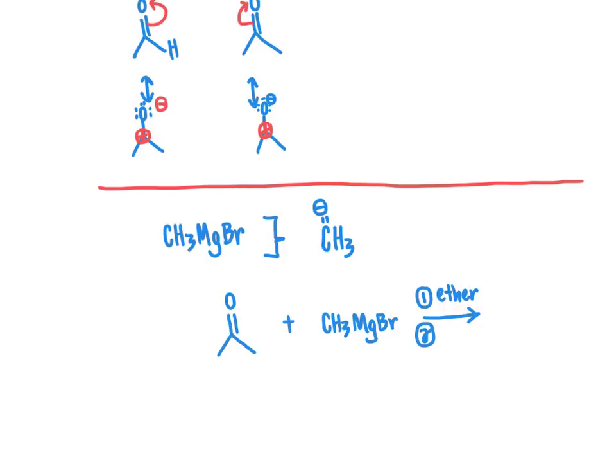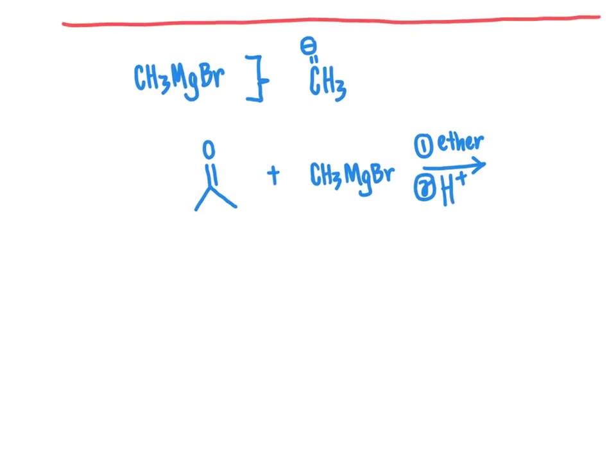And then secondly, after that first reaction has totally taken place, we add acid to the solution to neutralize any unreacted Grignard reagent, and also to protonate our final product, which we'll see here in just a moment. So let's take a look at the mechanism for this reaction.